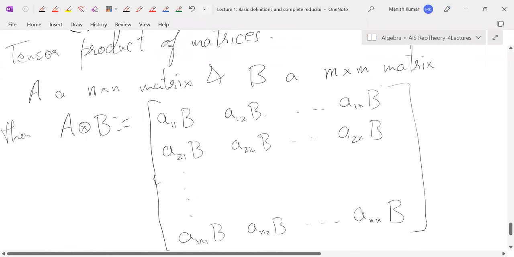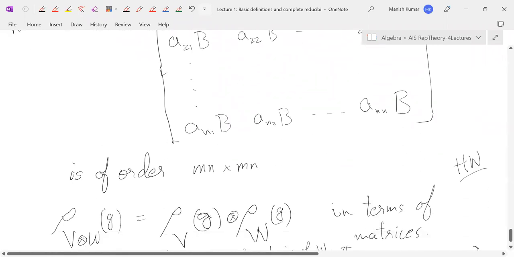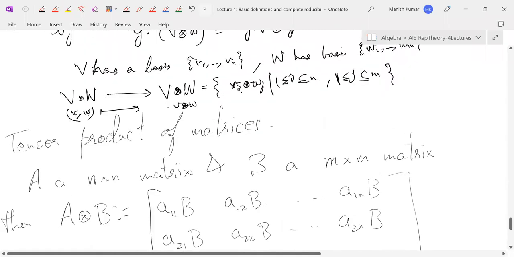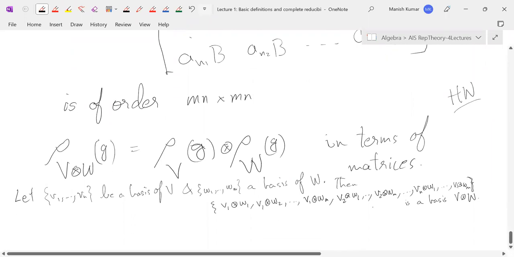Now if I want to know what the matrix rho_g of V tensor W is: V has the basis v1 to vn and W has the basis w1 to wm. Then rho_g on V tensor W is the same as the tensor product of these two matrices, if you choose the basis for V tensor W in this order: v1 tensor w1, v1 tensor w2, and so on up to v1 tensor wm, and then v2 tensor w1. It will be this or the transpose of this order, but I think this is the right order. So if you take this basis, then this is the matrix you'll get.